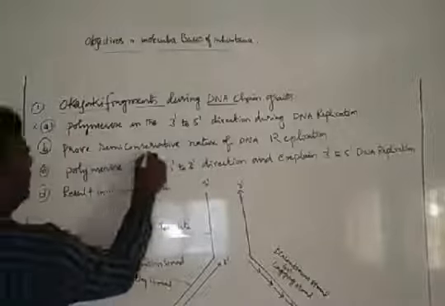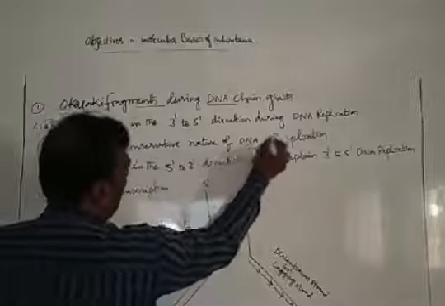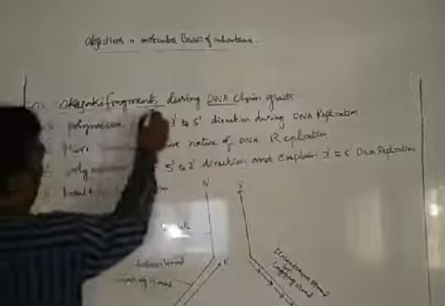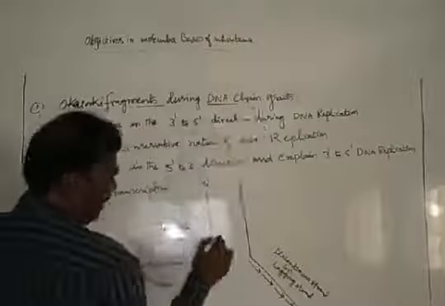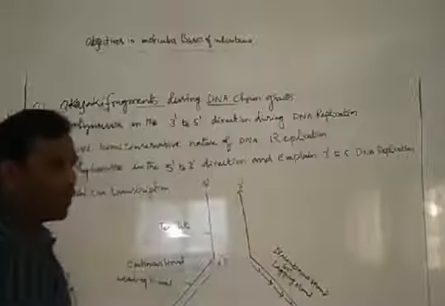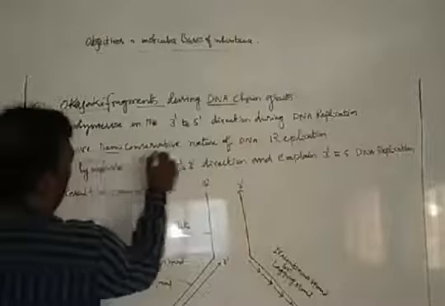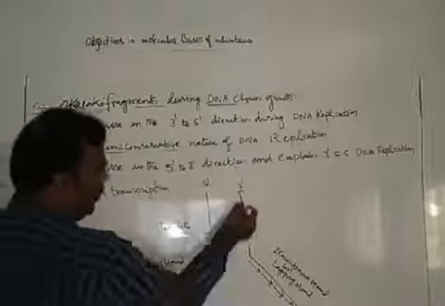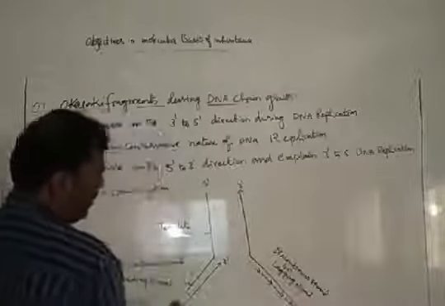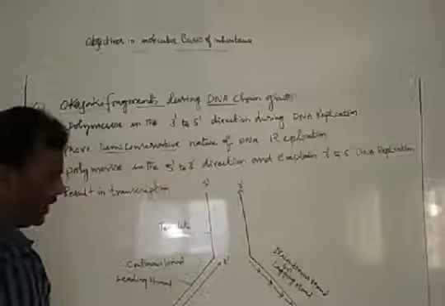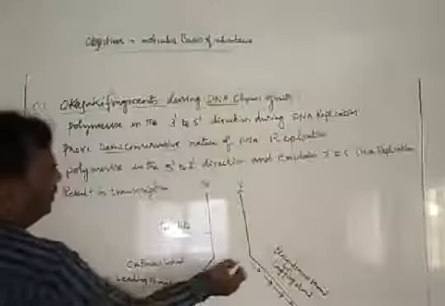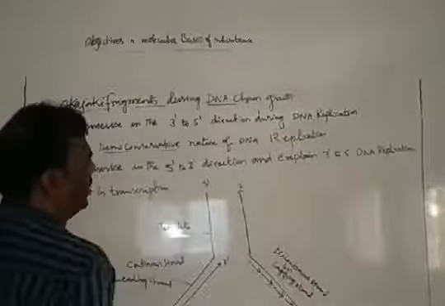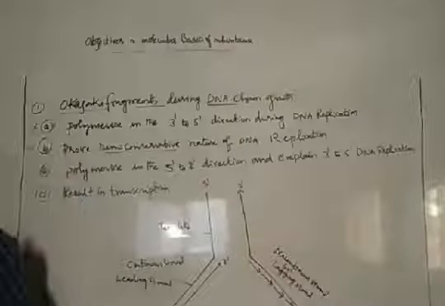Prove the semi-conservative nature of DNA replication. The Okazaki fragments during DNA chain growth show semi-conservative replication, because for the parental template strand, a new strand is formed opposite to it. So that proves the semi-conservative nature. This option is right.